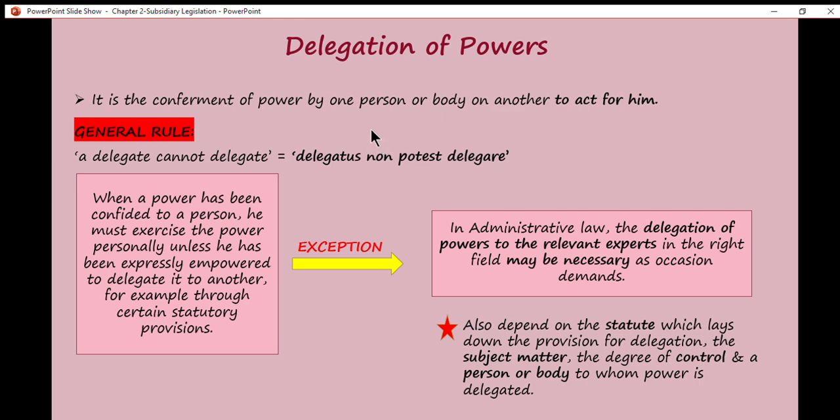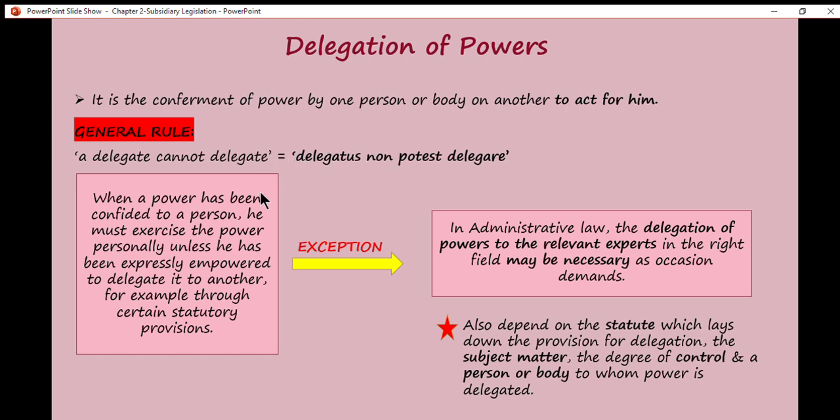So basically, these public authorities don't have inherent, constitutionally mandated power to act. But this is referring to the delegation of its own power to the relevant body, as can be seen in the case of subsidiary or delegated legislation. The general rule here states that a delegate cannot delegate. This is the Latin maxim, delegatus non potest delegare.